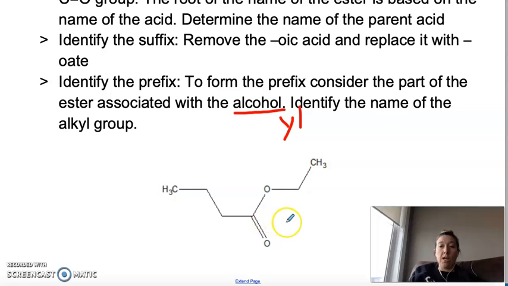So first, I want to recognize that this is an ester. And I'm going to recognize that it's an ester because I have this double bond O, and then I have a carbon chain over here, okay? So step one identifies an ester.